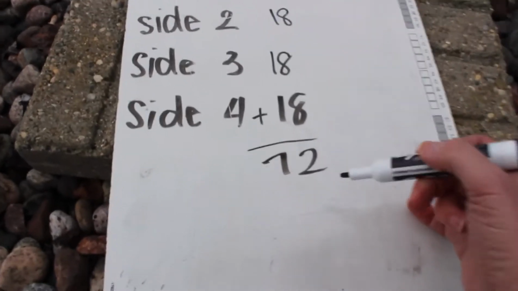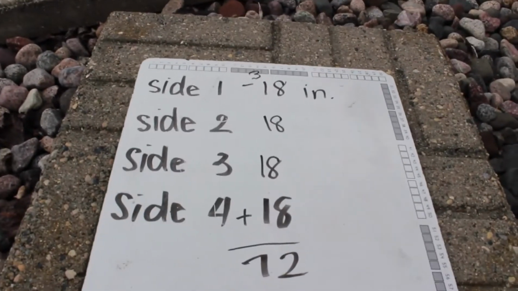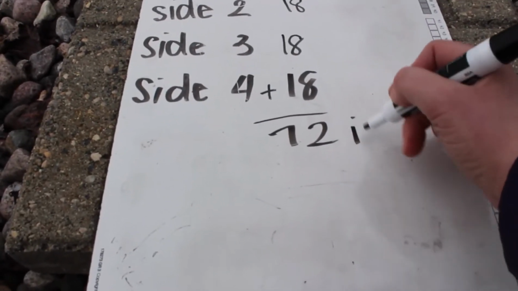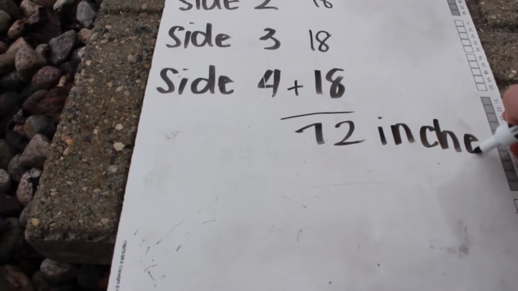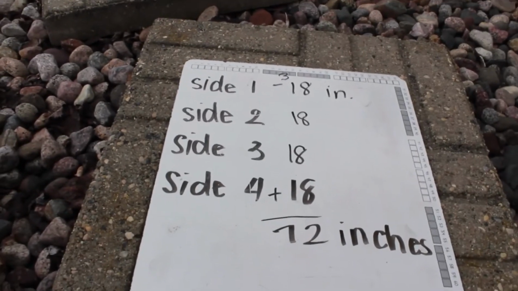Now, I'm not done yet. That is how many inches are all the way around this paver block, or the one that I really did measure. But that means though that I need to make sure to include my label. So around my paver block is 72 inches in its perimeter.